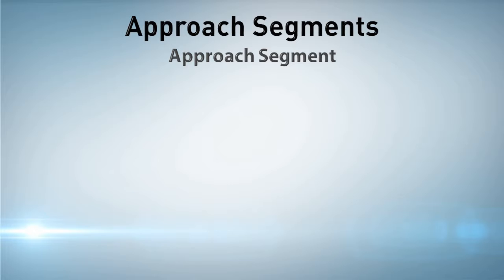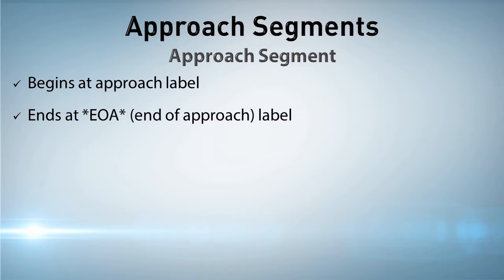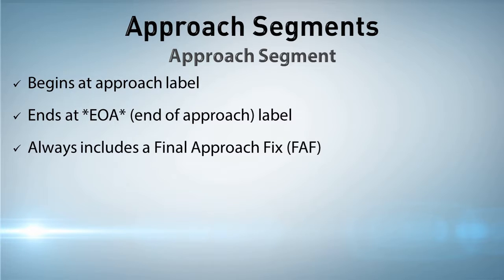The approach segment is the portion of the approach that takes the aircraft to the runway. It is identified as the waypoints between the approach label and the end of approach label. A final approach fix is required for all FMS approaches. Where the approach design does not call for one, Jeppesen will add one in accordance with ARINC 424 guidance.